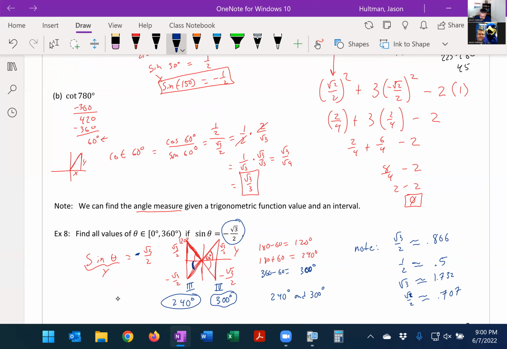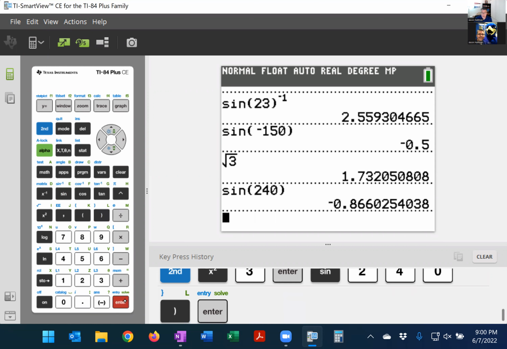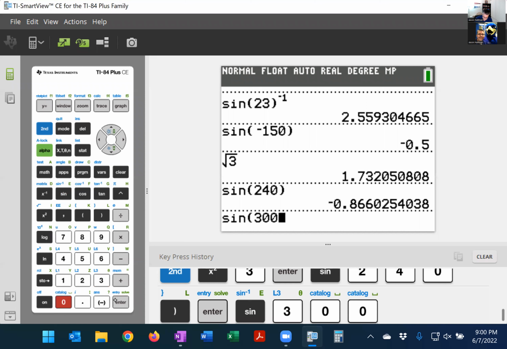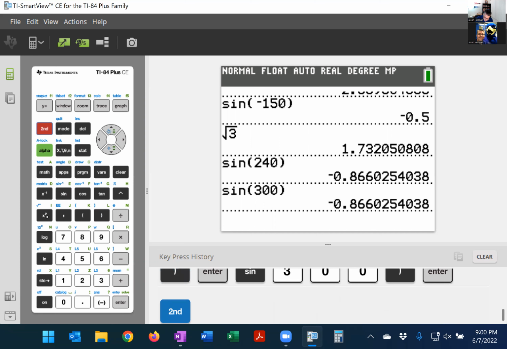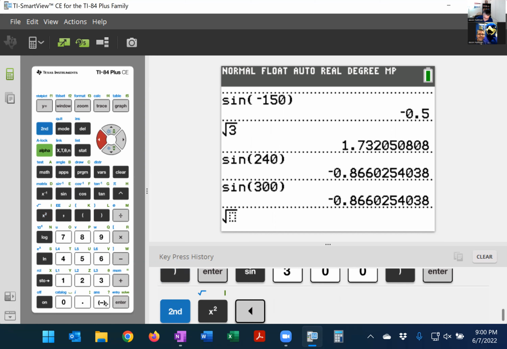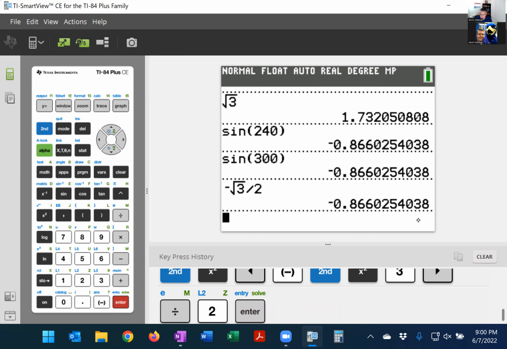Because if we wanted to check this on a calculator and say, well, what's the sine of 240? That should give me 0.866, but with a negative value. So the sine of 240 gives me negative 0.866. What about the sine of 300? Yep, same thing. And if you were to do negative radical 3/2, you would see that it's the same value.